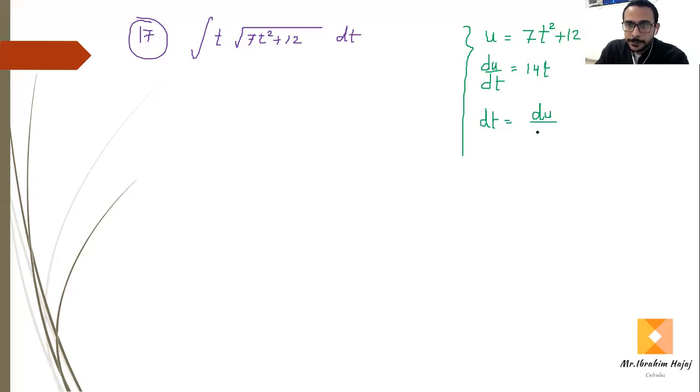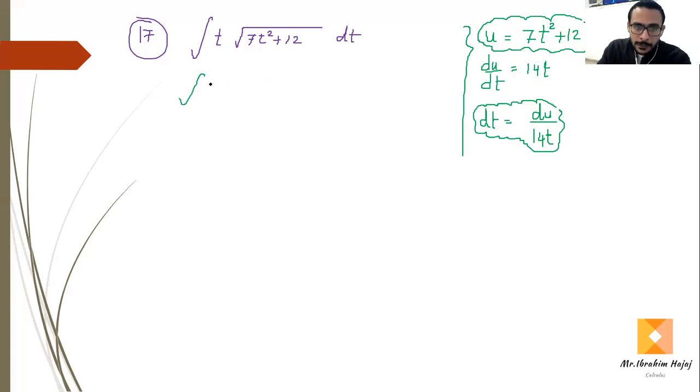So dt equals du over 14t. We write t under the root of u, and the dt is du over 14t. Then cancel the t with the t. Attention please, we have 1 over 14, a constant, and we take the integral of 1 over 14 times root u.